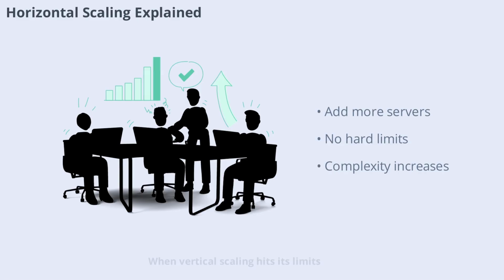When vertical scaling hits its limits, horizontal scaling, or scaling out, becomes essential. This means adding more machines instead of upgrading a single one. Companies like Google and Amazon use horizontal scaling to handle billions of requests. A load balancer distributes incoming traffic across many servers, each working together to serve users. This approach removes hard limits, improves fault tolerance, and can be more cost-effective. However, it introduces complexity, especially around data consistency and network communication.